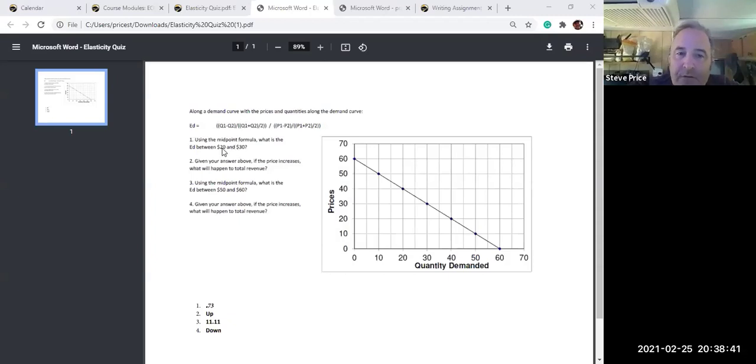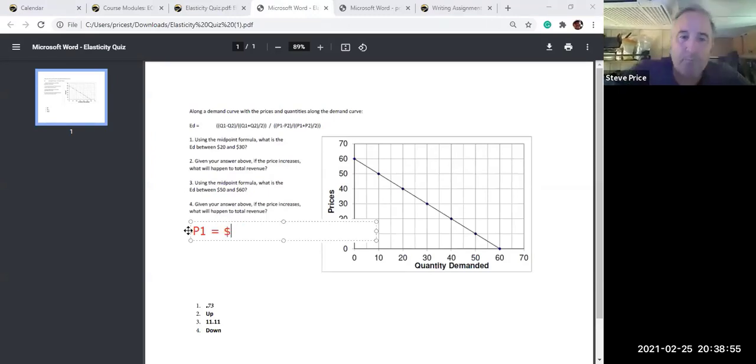And then it asks, what's the elasticity between 20 and 30? And so let's add here, if you don't already have it in your notes, let's add it here. P1 would be $20. P2 would be $30. Now look at the corresponding prices. So this is maybe what some people are stuck on. Look at the price, take it over to the demand curve, and then follow it downward to the quantity.